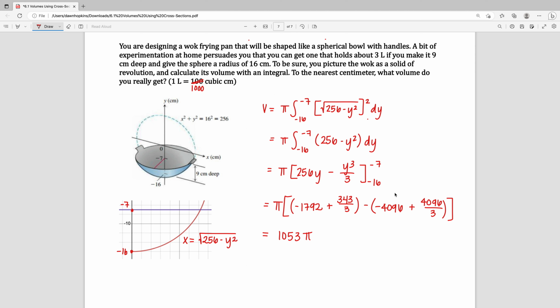Depending on if you use 3.14 for pi or if your calculator has a pi button, you will get a slightly different answer here for the volume. You might get 3,308 cubic centimeters. But you might also get something slightly smaller at 3,306 cubic centimeters, just depending on what approximation you're using for pi. Either way, if you want that wok to hold 3 liters, that's 3,000 cubic centimeters, your wok's actually going to be slightly bigger than that.